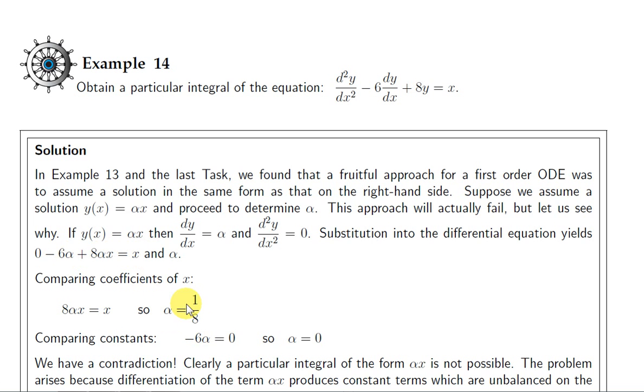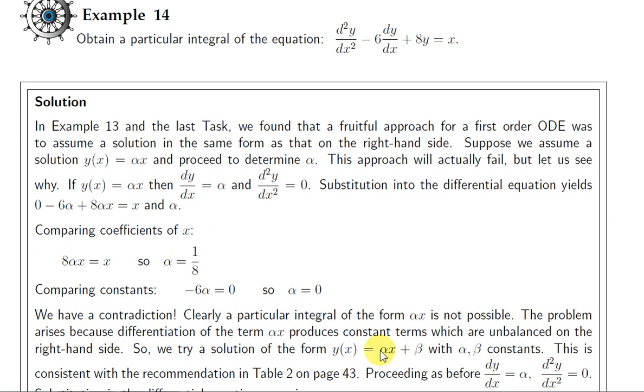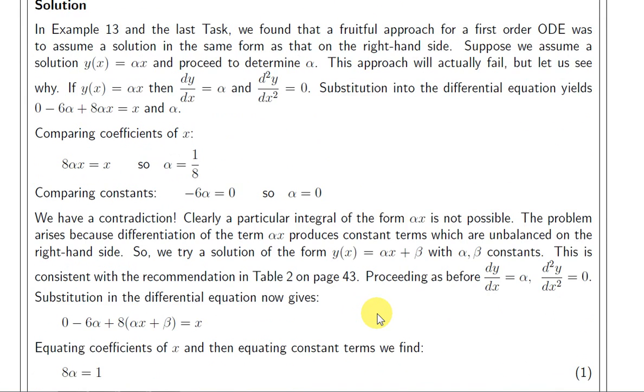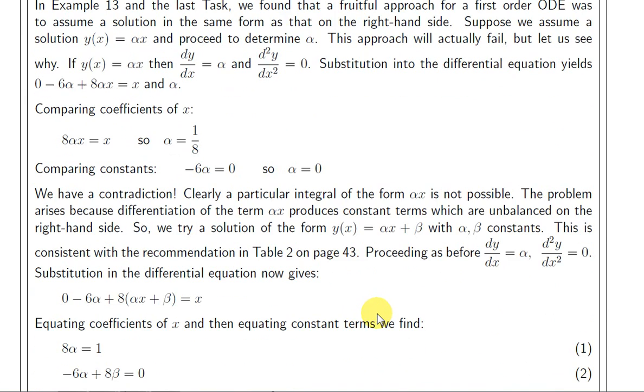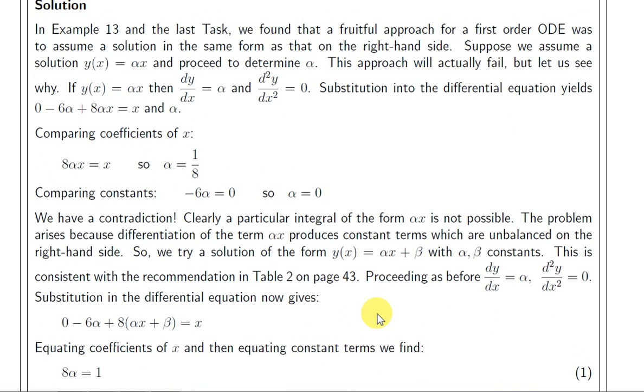So we get a contradiction here. Alpha can't be both 1/8 and 0 at the same time. So obviously alpha x is not a solution. But if we try a solution of the form alpha x plus beta, this will work out, I think. So let's do that. So here's our trial solution.